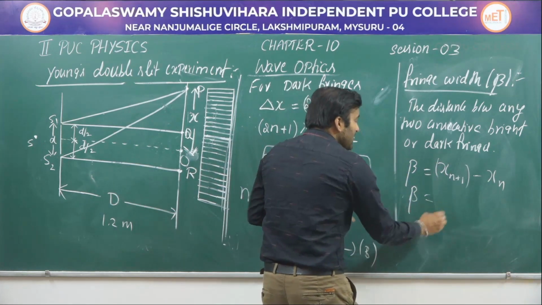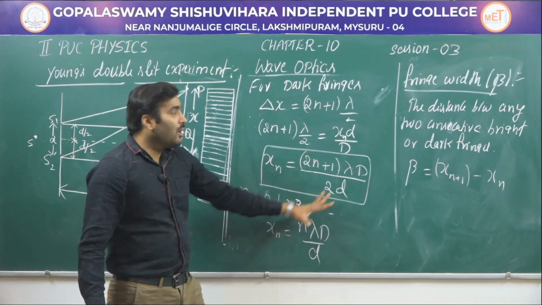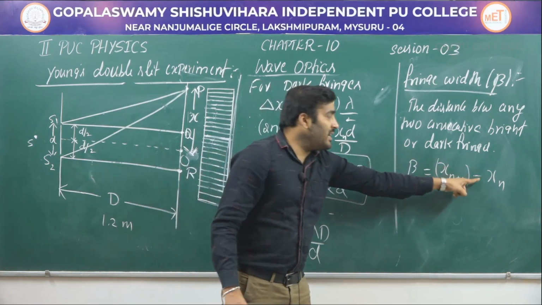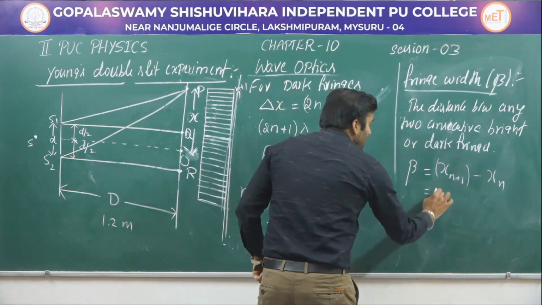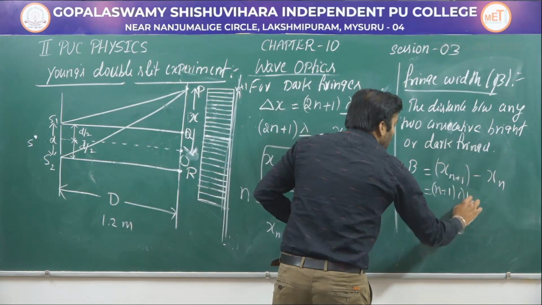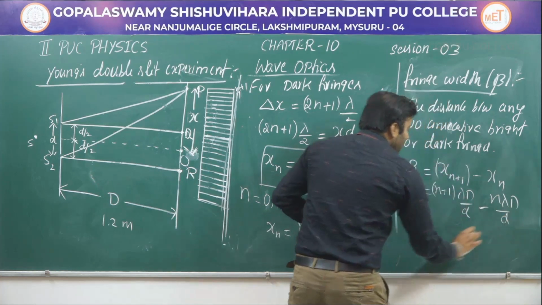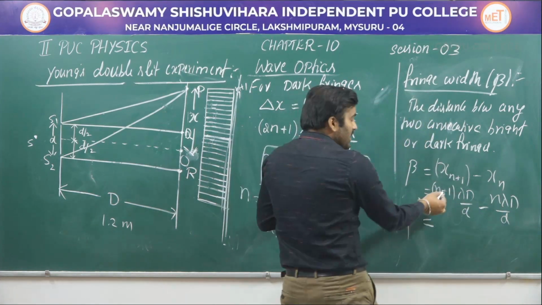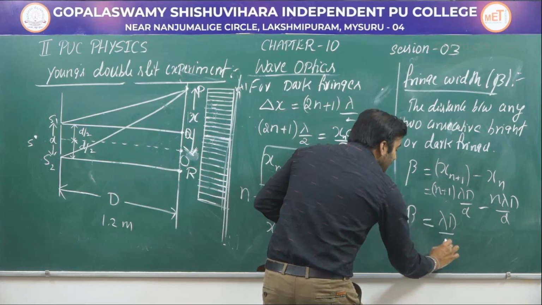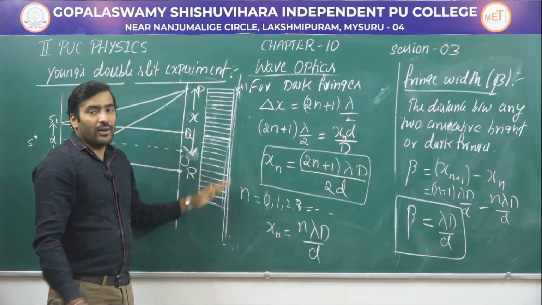Therefore, the fringe width is written as follows. We know that the position of the bright fringe is given by this equation. So, using this expression, we will obtain the fringe width. The position of the (n plus 1)th bright fringe minus the position of the nth fringe. So, let us do this. For x(n plus 1), substitute n as n plus 1 there. Therefore, this will be (n plus 1) into lambda D by d, minus xn, which is n into lambda D by d. If I subtract these two, we get (n plus 1 minus n), which is nothing but 1. Therefore, 1 into lambda D by d. This is the expression for the fringe width in an interference pattern.